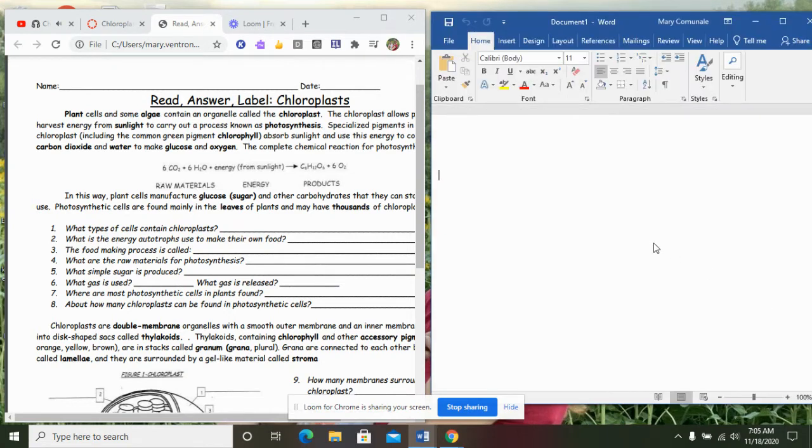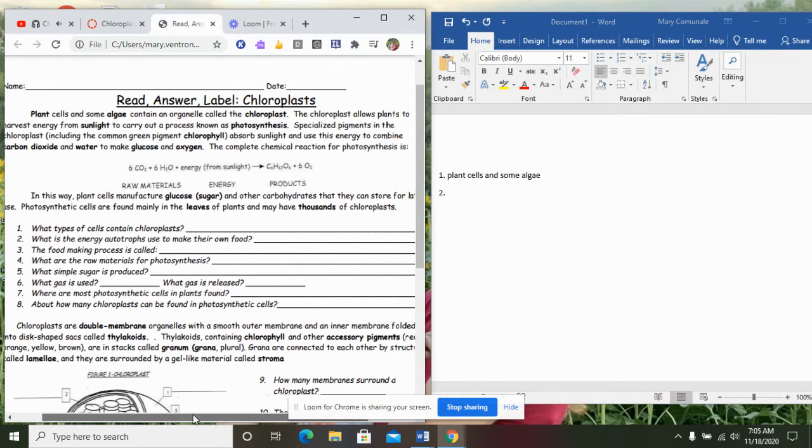Seems like things are taking an incredibly long time to load today. Okay, so what types of cells contain chloroplasts? Plant cells and some algae. What is the energy autotrophs use to make their own food?